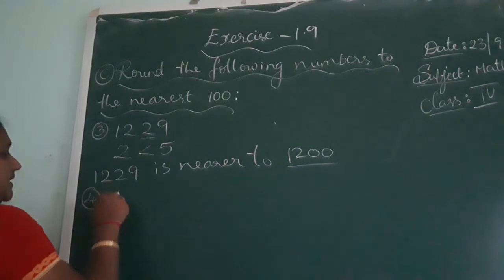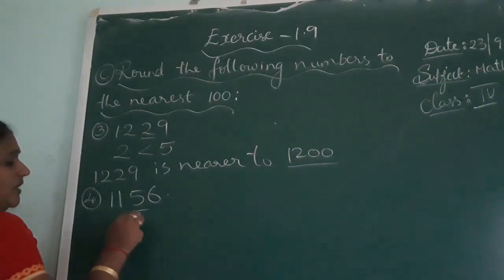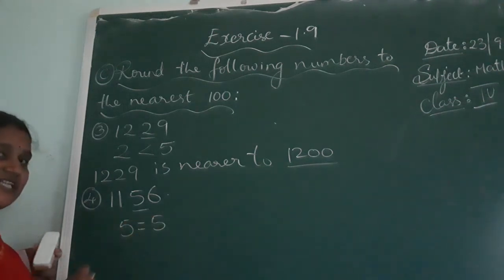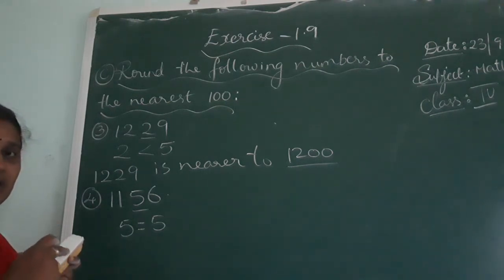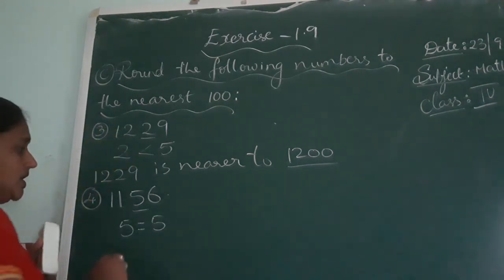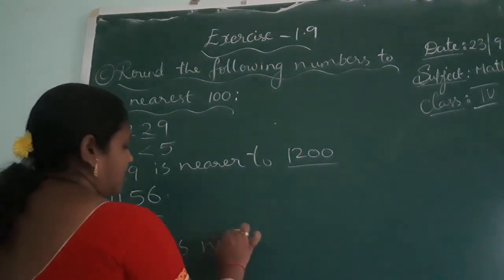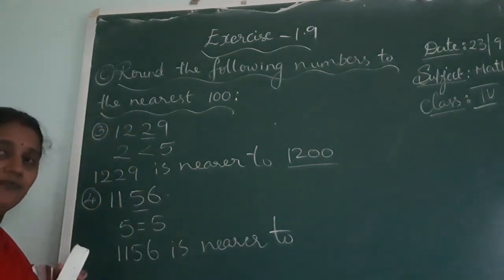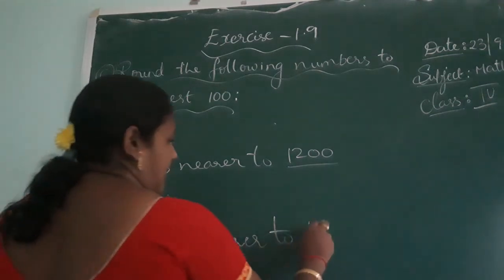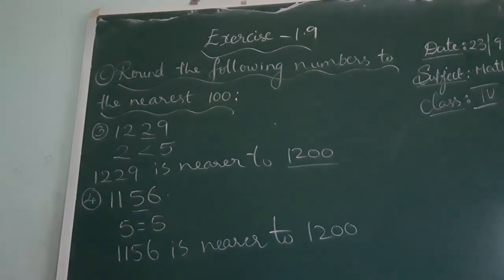Fourth one, 1156. So the tens place is 5, equal to 5. It's the midway number. From 0 to 10, 5 is the midway number. If it is the midway number, always round it up. So 1156 is nearer to the next 100. After 1100, what hundreds will come? 1200s. See the next one.